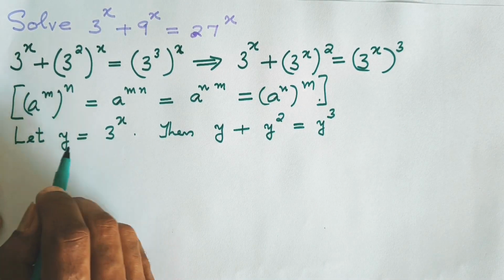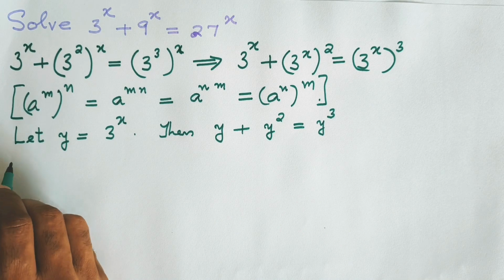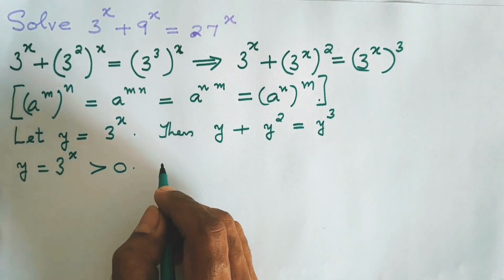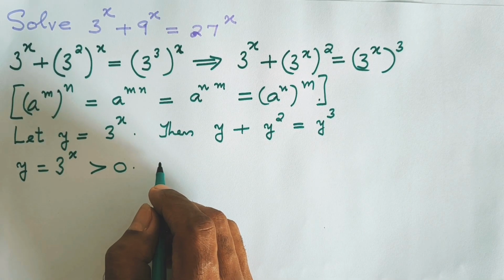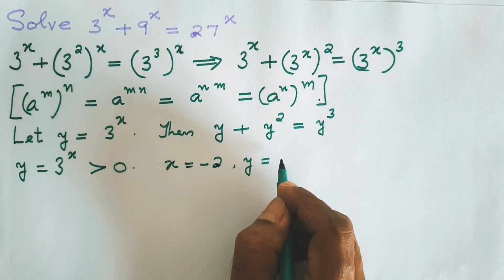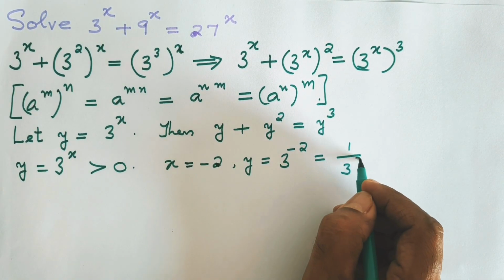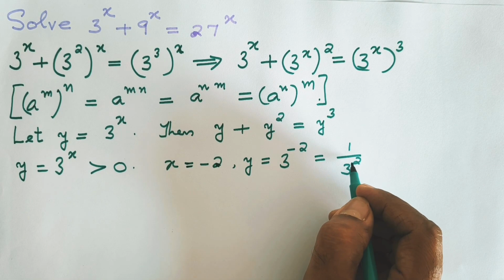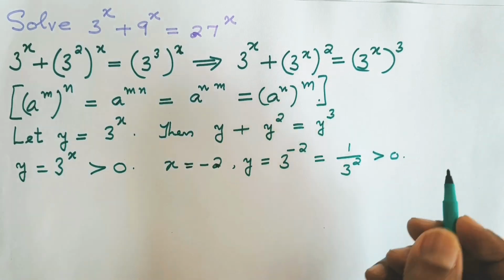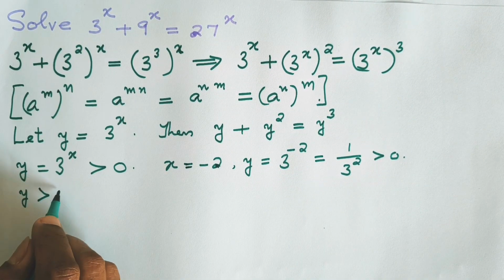Now look at this y, this new variable brought in, which is equal to 3 to the power of x. This 3 to the power of x is a non-zero positive number. The reason is this: even if you choose x as negative, for example, say let x be minus 2, y will be what? y equal to 3 to the power of minus 2, which is 1 by 3 squared. Look at this number. It is clearly a positive number and it's a non-zero number. Can you see that? The point I'm trying to convey is y is a positive non-zero number.